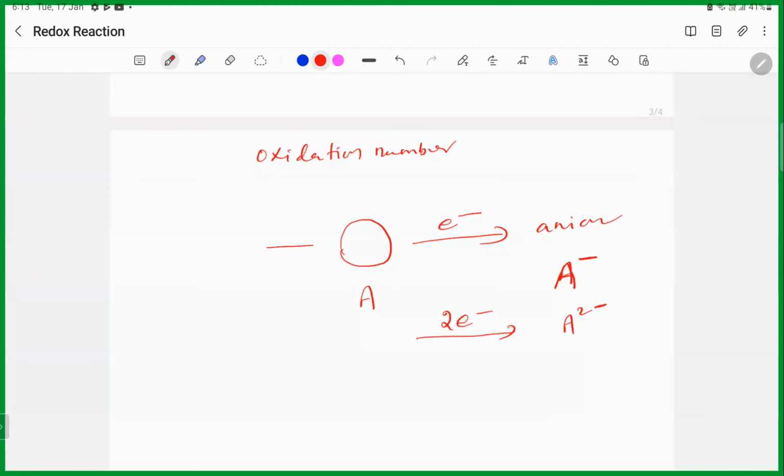Same atom, if it loses 1 electron, the atom becomes A plus, a positive charge. So if the atom loses its electron, it becomes a positive charge. Then it is called a cation, or you can write the oxidation number as positive. Suppose the same atom loses 2 electrons, then it becomes A2 plus. So this you have to remember.